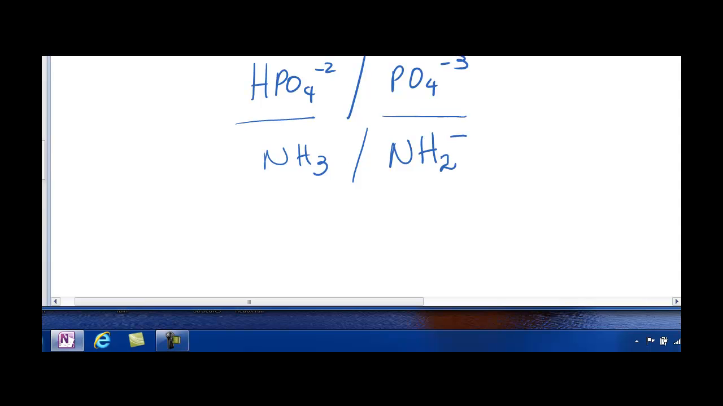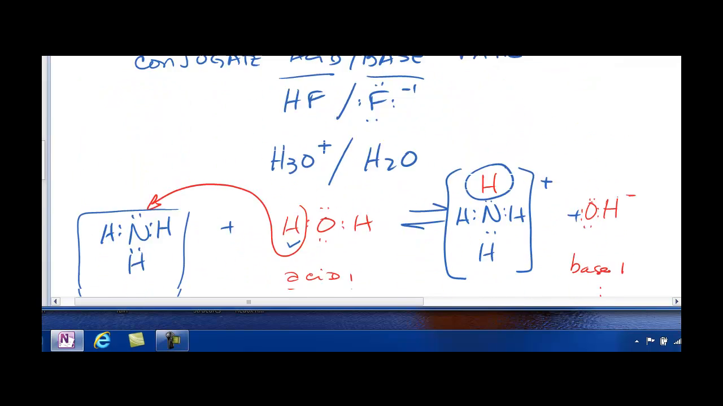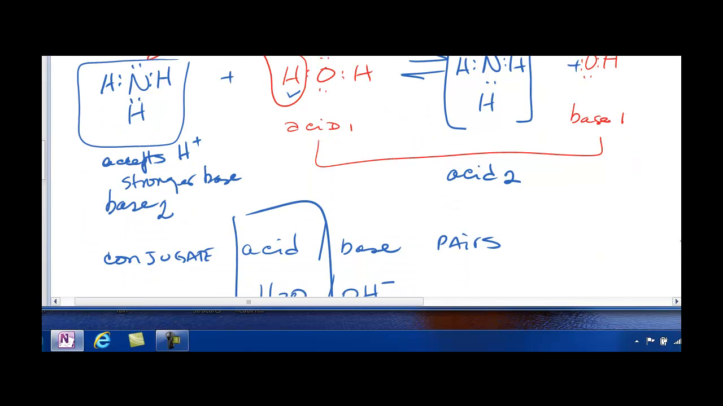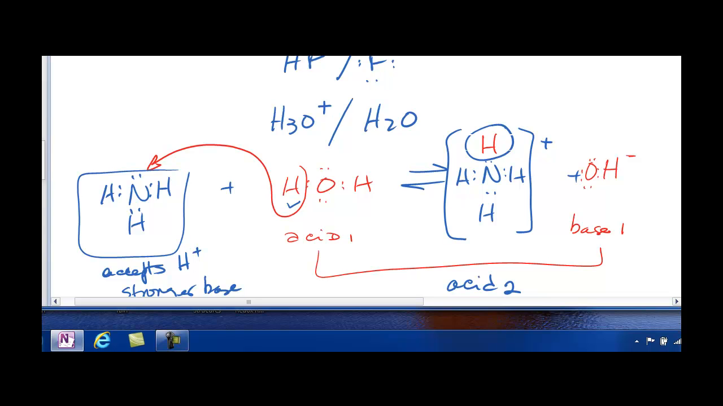If I have, okay, this substance accepts a hydrogen ion. So this substance is a stronger base. I call that stronger base, base 2. And base 1 would be a what? A weaker one. Its conjugate base. Let's look at the examples on page 14-3.